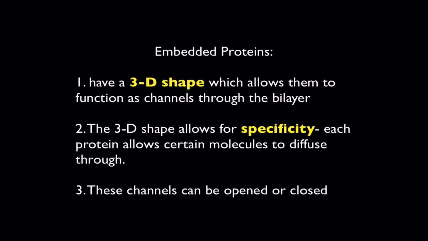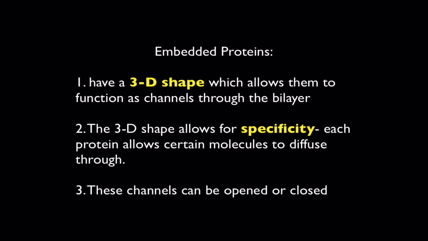Before we can do this, we have to make sure you understand what an embedded protein is and why it has the shape that it has. All proteins are three-dimensional molecules, which gives them a certain way of interacting with things around them. It's this three-dimensional shape that allows these embedded proteins stuck in the phospholipid bilayer to function as channels that can be controlled through the bilayer. This 3D shape allows evolution to produce different proteins that are specific to certain molecules or certain ions. This is the idea of specificity.